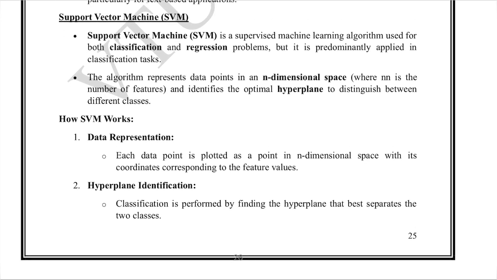SVM is a supervised machine learning algorithm mainly used for classification as well as regression problems, but we have more focus on the classification task itself. The algorithm represents data points in an n-dimensional space, where n is the number of features, and it identifies the optimal hyperplane that distinguishes between the classes. This optimal hyperplane is obtained in a graph, and it helps to distinguish between the two classes lying across the hyperplane.